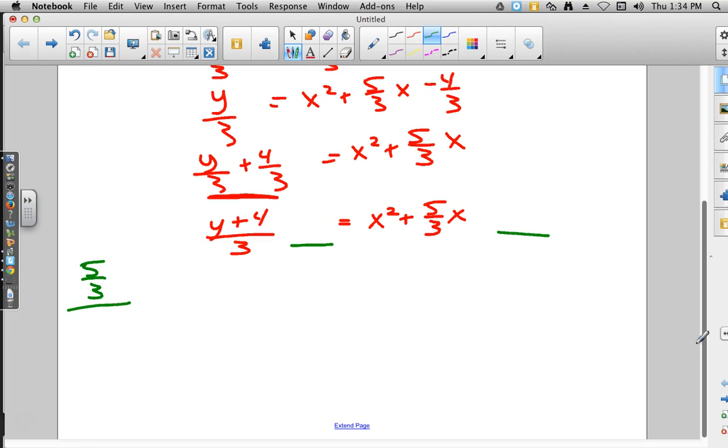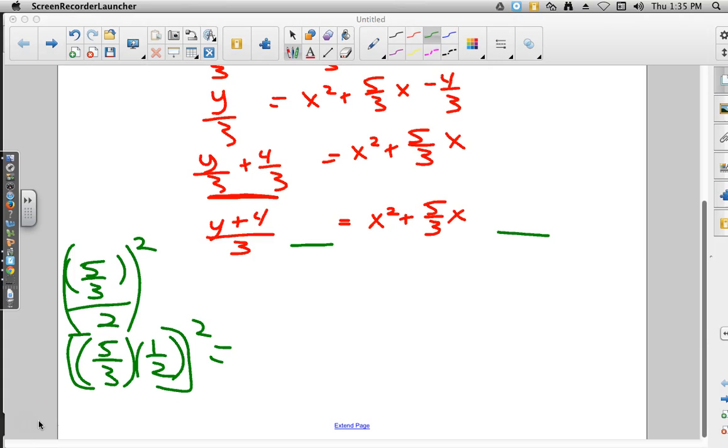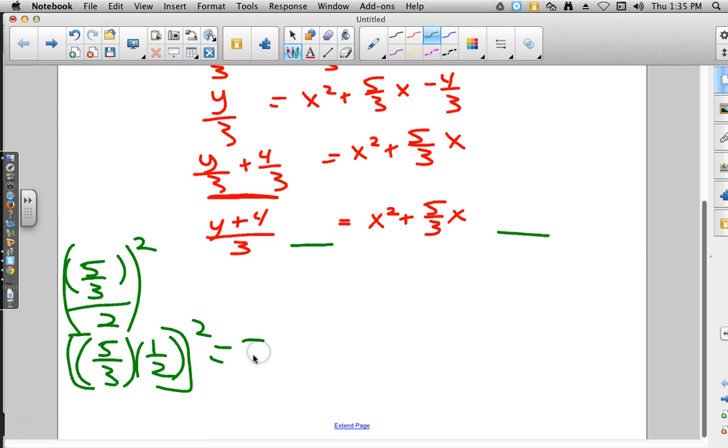We need to divide that by 2 and square it. But when we divide a fraction by 2, we're really multiplying by the reciprocal, which would be 1/2. And then we'll square that. So when we multiply that by 1/2, remember with fractions, if you can't cross reduce, it's just top times top and bottom times bottom. So that will really be 5/6 squared, which is going to be 25 over 36.